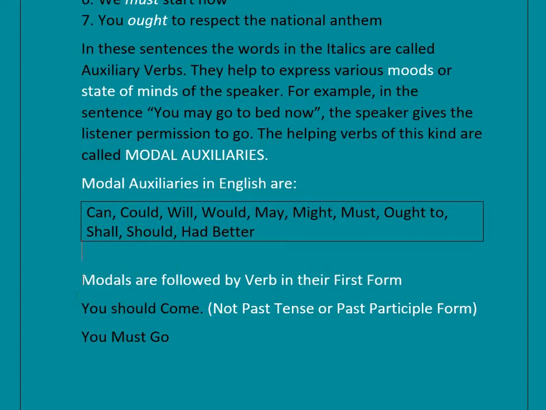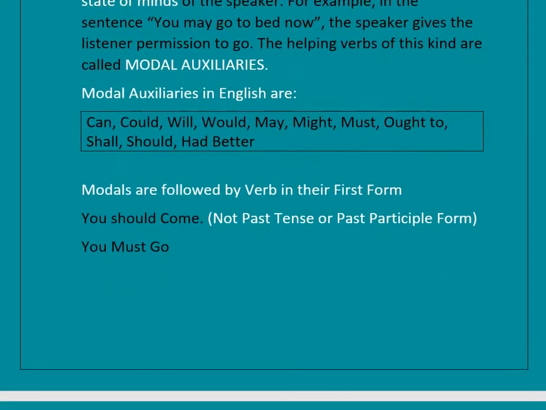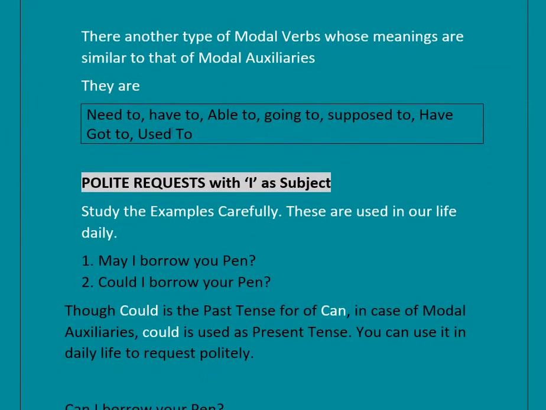Modals are followed by a verb in its first form. For example, you should come, not past tense or past participle form. You must go, not went or gone. Another type of modal verbs, whose meanings are similar to that of modal auxiliaries, are phrasal modal verbs. For example, need to, have to, able to, supposed to, have got to, used to, etc.